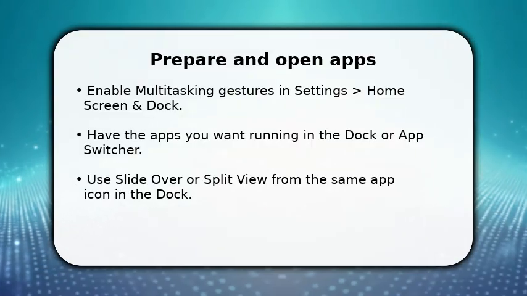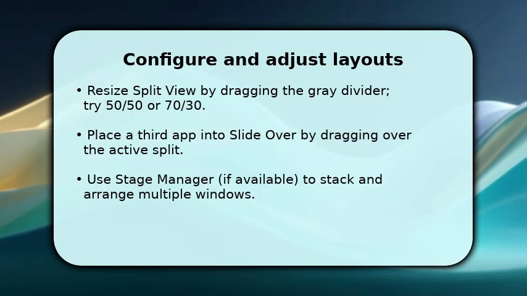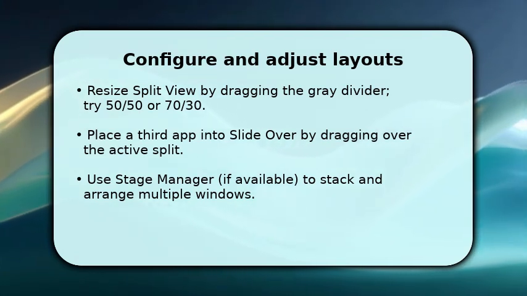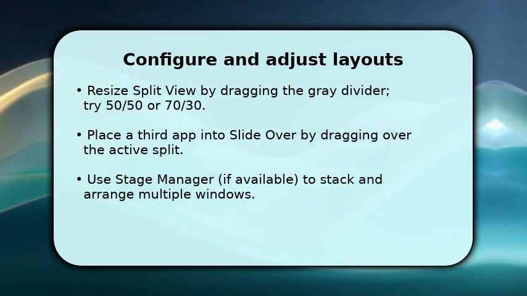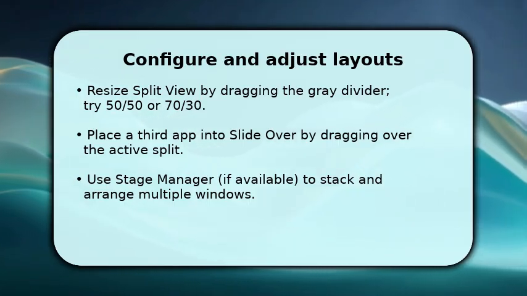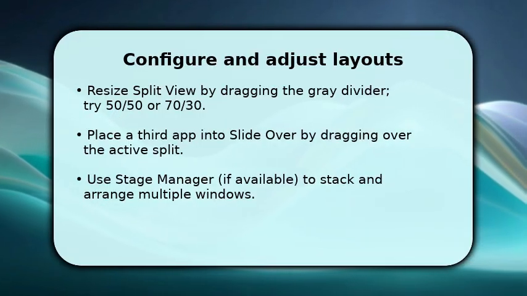Now refine how your apps sit together. Drag the gray divider to set precise widths. Aim for a 50/50 or a 70/30 split depending on tasks. This affects focus and typing space. To add a floating app, drag it onto the center of the screen for slide over.